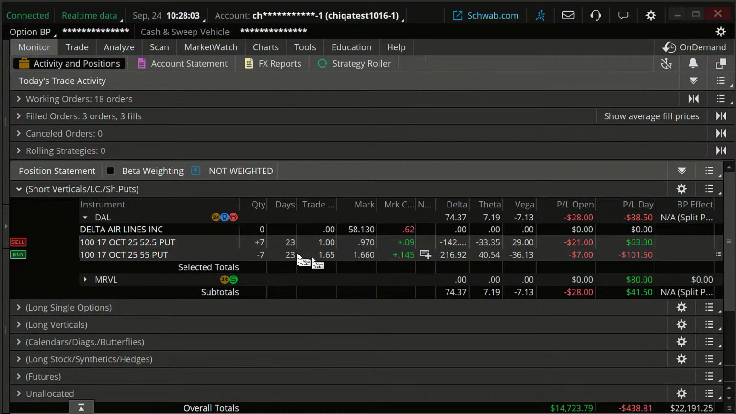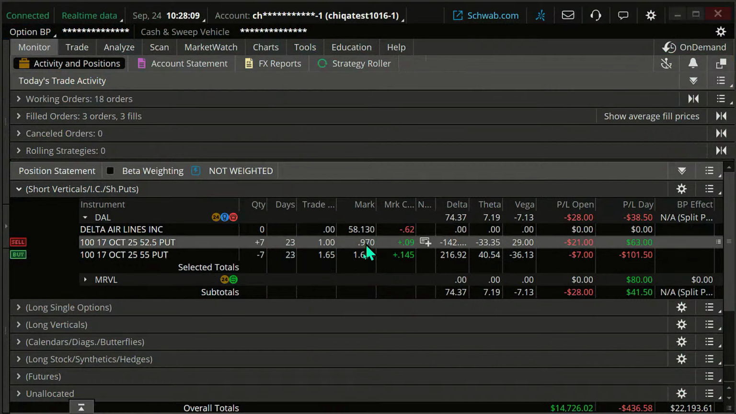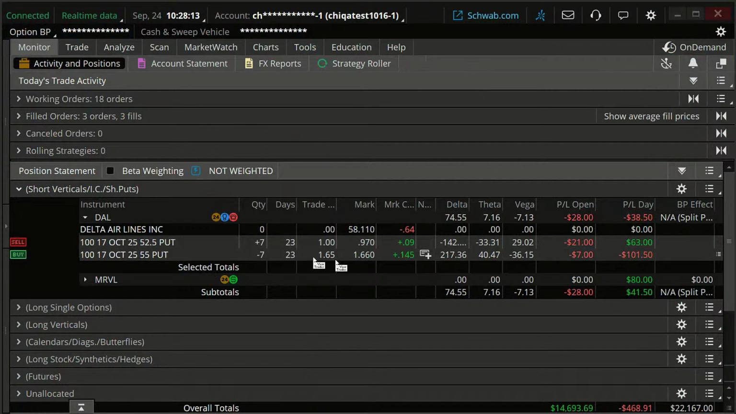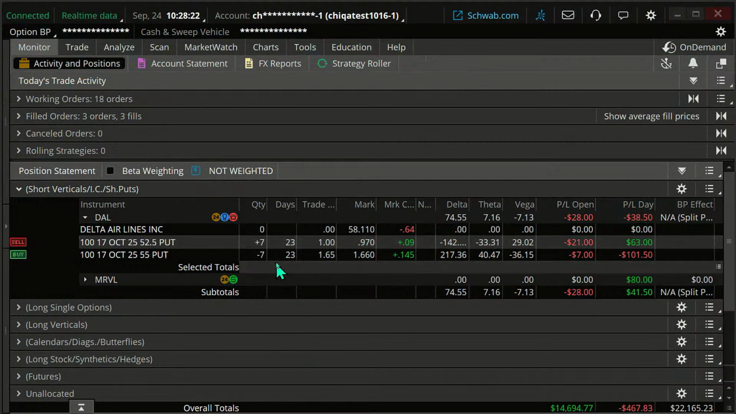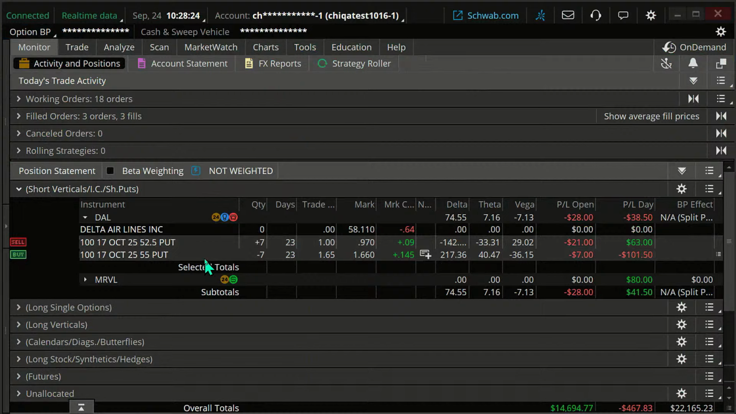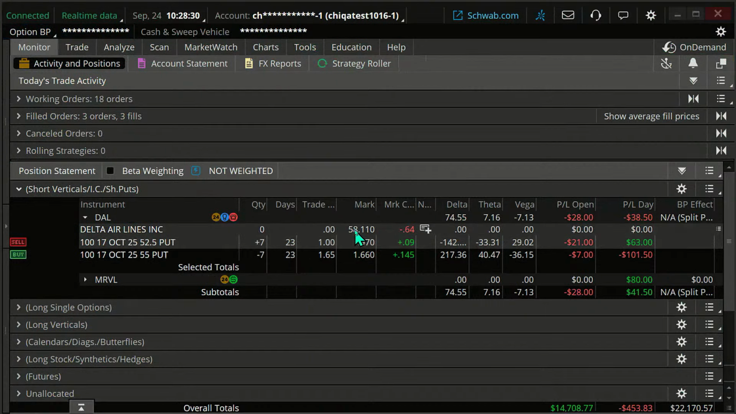We got 7 contracts. You see the trade price and the mark price. It's not ridiculously far from that. So we're down, but it can certainly get worse. We still have 23 days to go. If this were a week to go, we'd probably just get out. But the question is this. This is a bullish trade. It's a short put vertical. We want the stock to stay above 55. We want it to go up. Right now it's at 58.